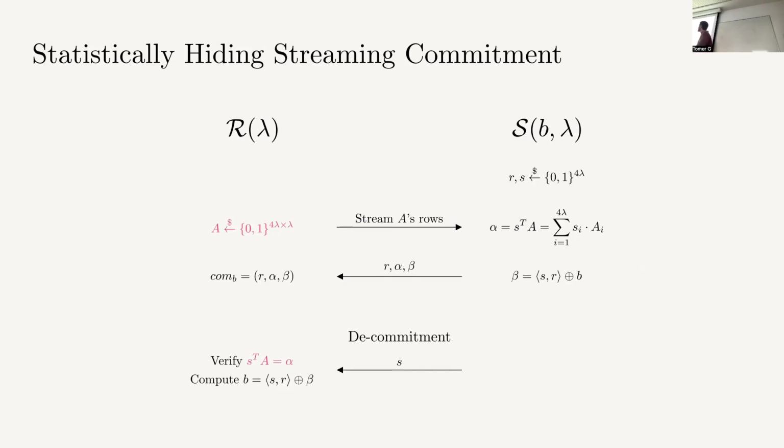So in order to circumvent that, we use a trick. We have the receiver draw a random matrix which is much smaller, and then as it streams the rows of A, it doesn't store A, it stores AT, which is much smaller, and it can store that, and then it can do this check instead, and the hiding, the binding, and the correctness remain as they are.